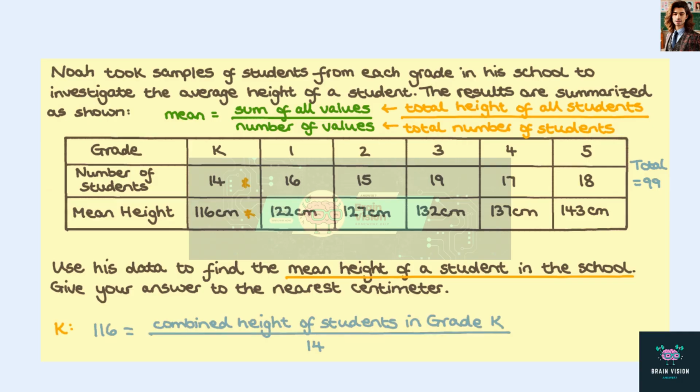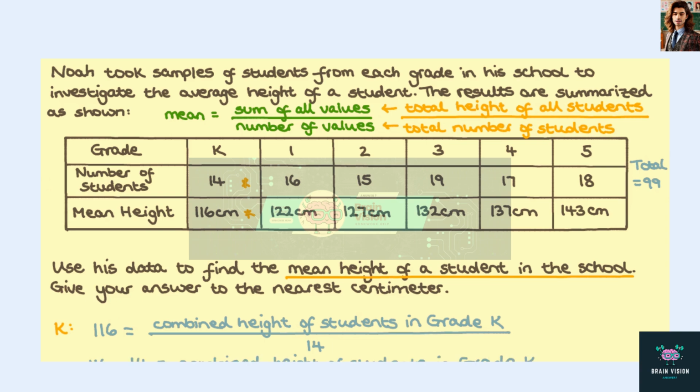We can do this by recalling that within each grade, the mean height for that grade will have been calculated by dividing the combined height of all students who were sampled in that grade by how many students in that grade were sampled. So, for example, in grade K, the combined height of the students divided by 14 gives the mean height of 116 centimetres.